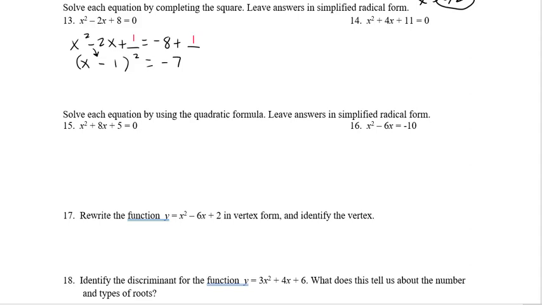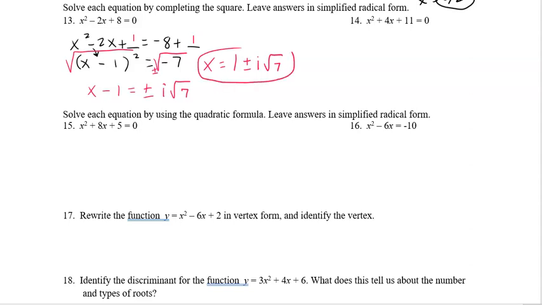Okay, now I'm going to do the square root property, which is basically the square root of both sides, plus minus. That gets rid of the exponent 2, and it just leaves me with x minus 1. And anytime you have the square root of a negative number, you have to factor out the number i as your simplified answer. And now I'm going to solve for x by adding 1 to both sides. And there's my 2 answers.